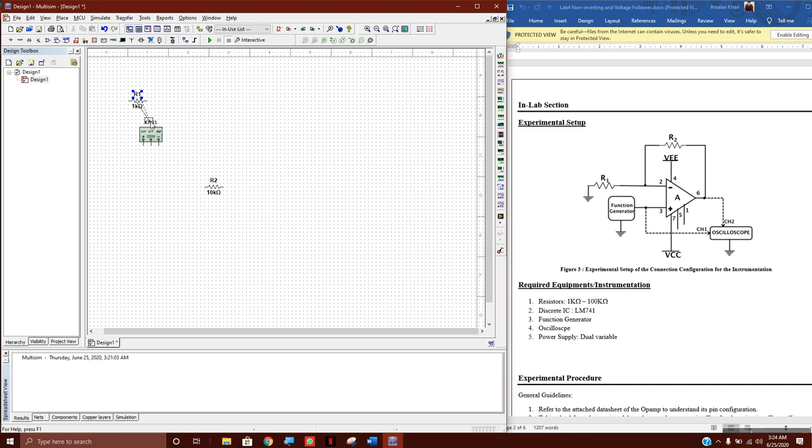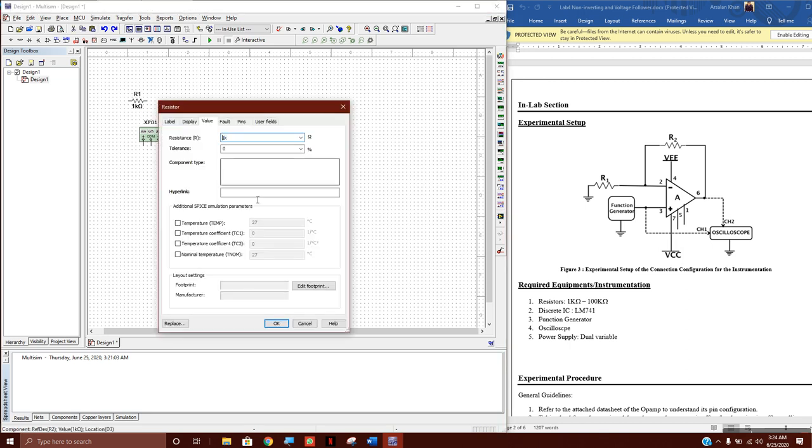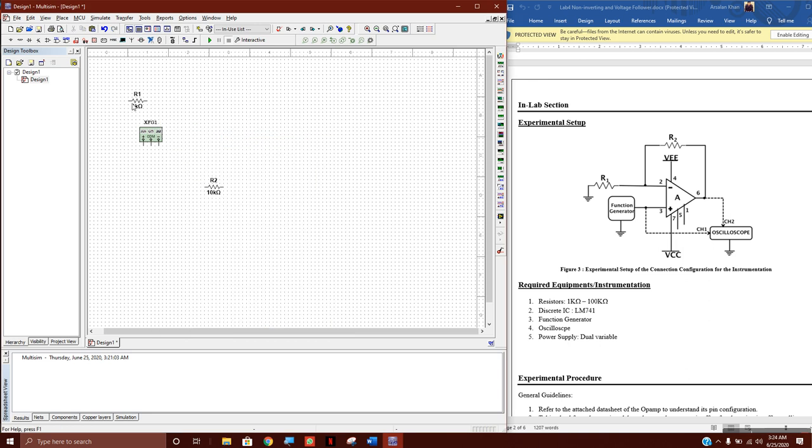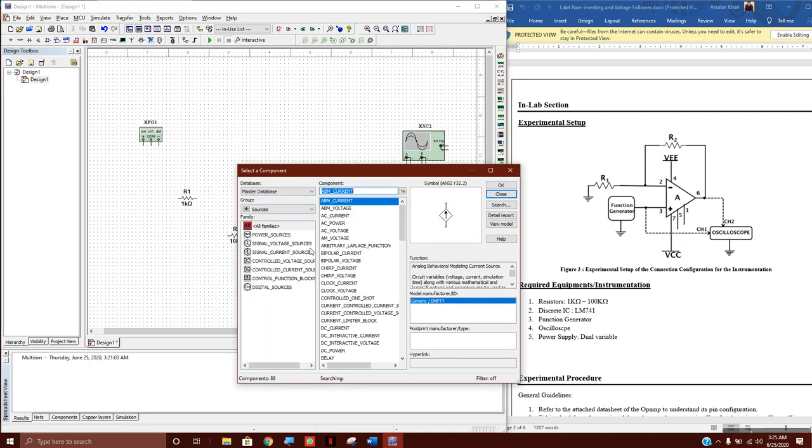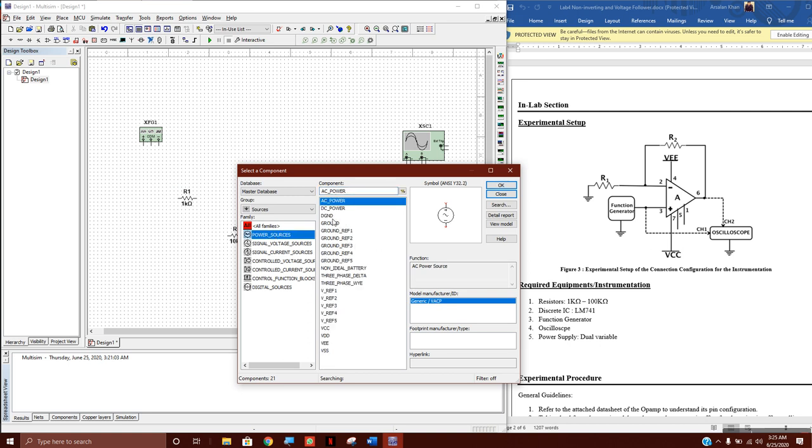Remember that in the software the inverting pins are actually flipped. Pin number 3 is on the upside and pin 2 is on the downside, so we have to follow that. So that's all we have. We need an oscilloscope as well, so let's fetch an oscilloscope. We need ground, power sources, ground.